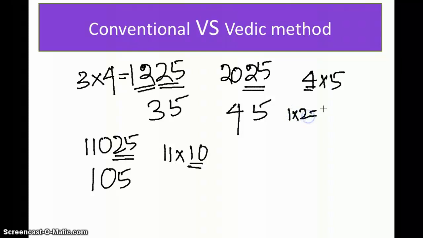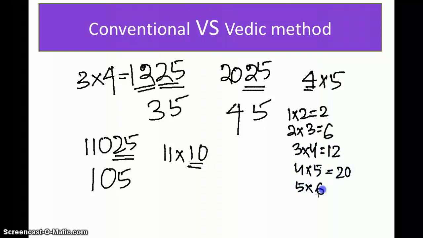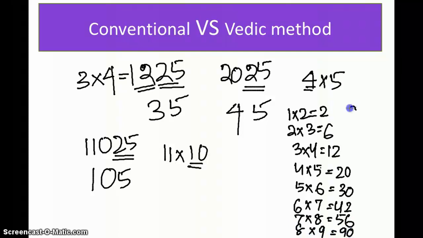2 gives me 2, 2 into 3 gives me 6, 3 into 4 gives me 12, 4 into 5 gives me 20. I'll tell you why I am doing this. 5 into 6 gives me 30, 6 into 7 gives me 42, 7 into 8 gives me 56, 8 into 9 gives me 72, and 9 into 10 gives me 90.